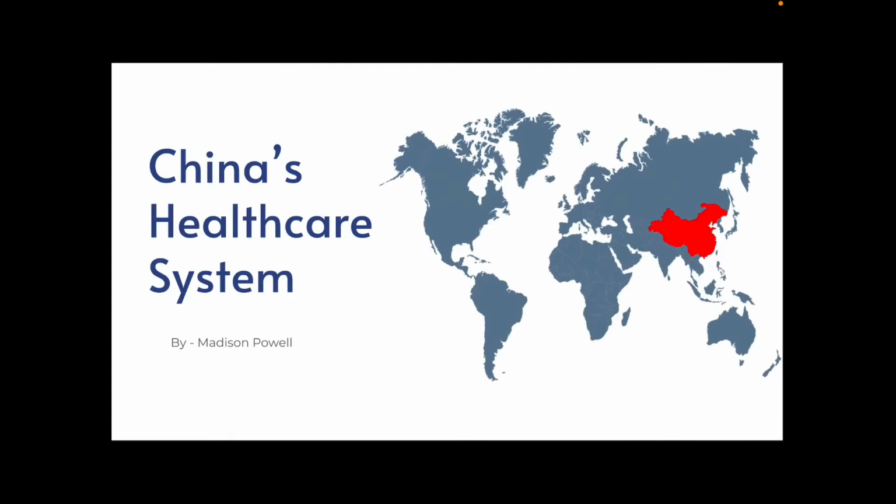Have you ever wondered how healthcare differentiates from country to country? There are four types of healthcare models throughout the world, and they are the Beveridge model, the Bismarck model, the National Health Insurance model, and the out of pocket model. China's healthcare system uses the out of pocket model.